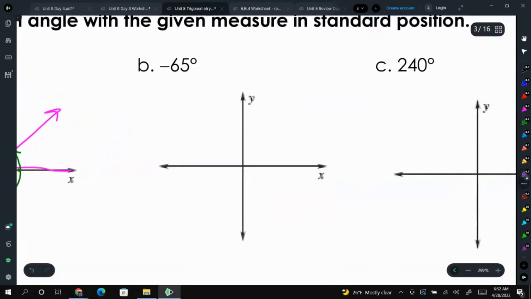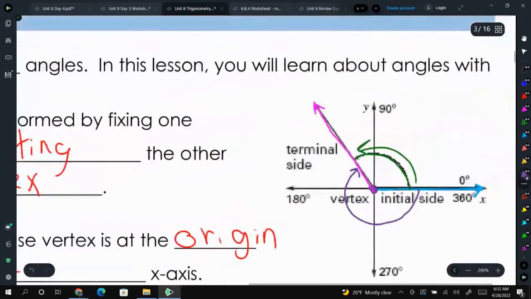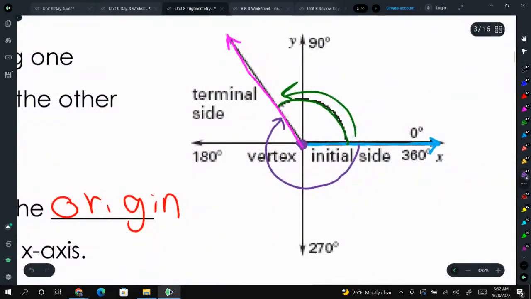For negative 65 degrees, well, we know the quadrants, and we can go up here to look at that. Each quadrant essentially represents 90 degrees. So this is 90 degrees, this is another 90 or 180, this is another 90 or 270, and then that's a full 360. The same thing applies going in the negative direction. This is negative 90, negative 180, negative 270, and then negative 360.